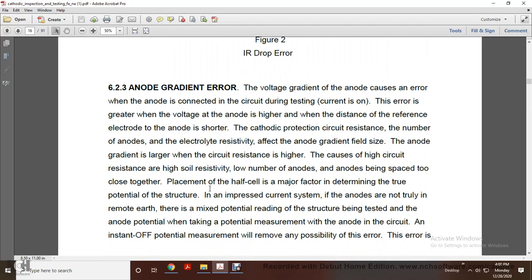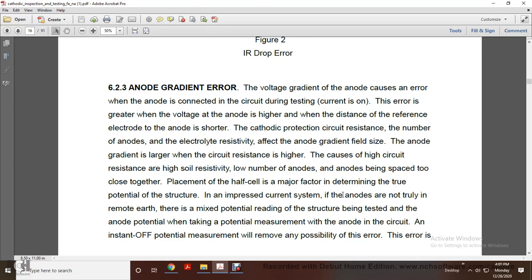6.2.3 Anode gradient error. The voltage gradient around the anode causes an error when the anode is connected in the circuit during the test. The error is greater the higher the anode voltage is and the greater the distance of the reference electrode. The anode is shorted with the cathodic protection circuit. The number of anodes, electrode resistivity, and the size of the anode gradient field are factors. The anode gradient is larger when circuit resistance is higher and soil resistivity is high; with low resistivity and anodes spaced too close together, placement of the half cell is a major factor.